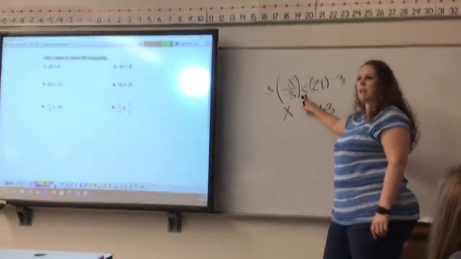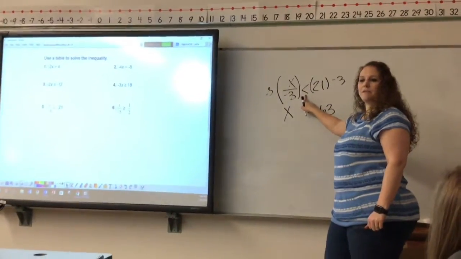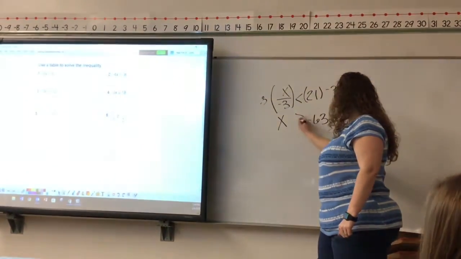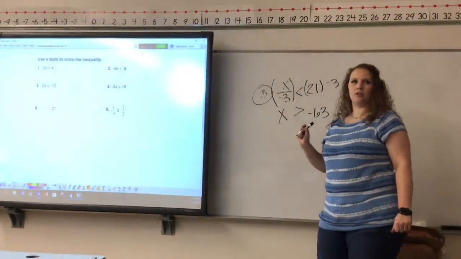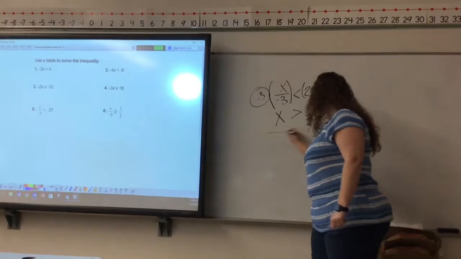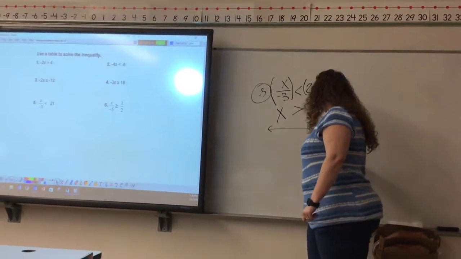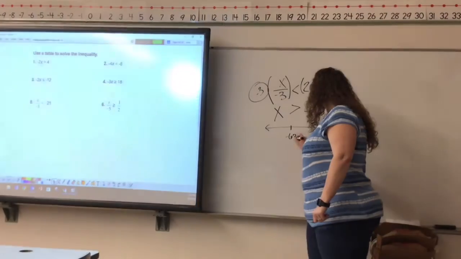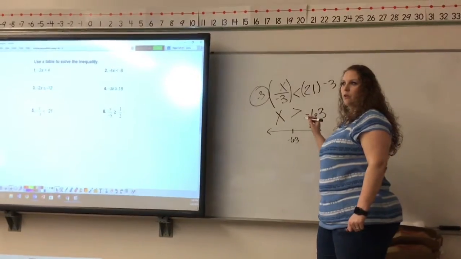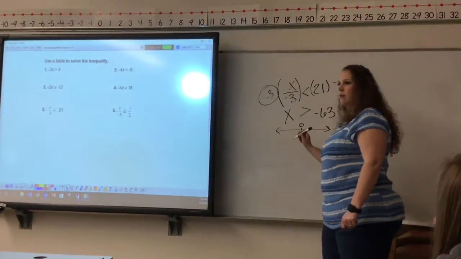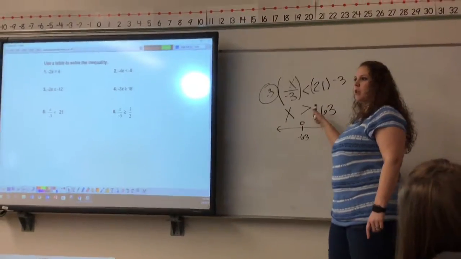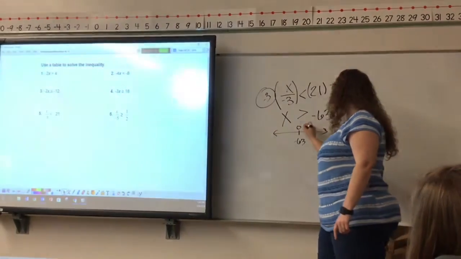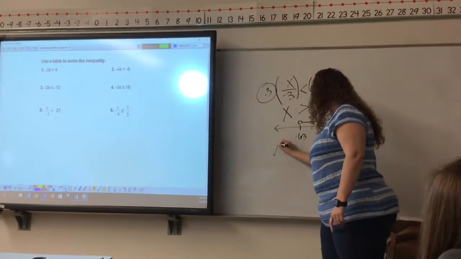Negative 63. What happens to my sign? It flips. Why does it flip? Because I multiplied by a negative right here. So I have to flip my sign. And then you graph it. You're at -63. Open circle or closed circle? Open, because it's not equal to. And is my variable larger or smaller than -63? Larger.